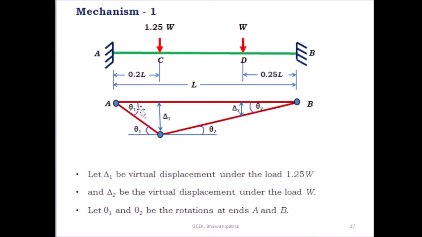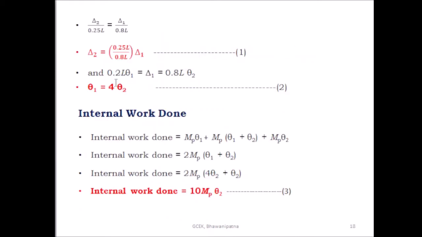So here this relation is 0.2 L theta 1 is equal to delta 1 is equal to 0.8 L into theta 2. And from this relation, we get theta 1 is equal to 4 theta 2. So this is equation 2.